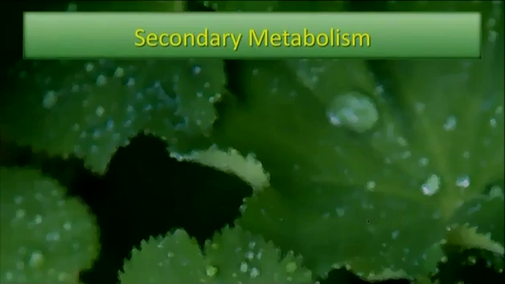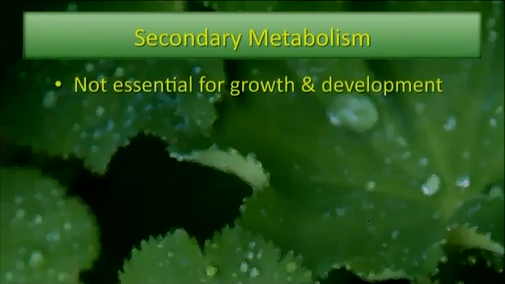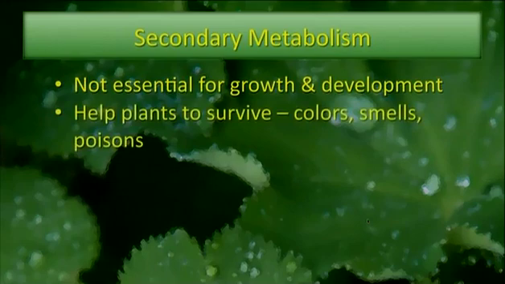Now, secondary metabolism. These are metabolic processes that are not essential for growth and development. They help the plant to survive. They result in the manufacture of colors, odors or smells or aromas, whether nice, pleasant smells or noxious, toxic smells. Also poisons, and other compounds that either attract or repel other organisms. So these are secondary compounds.